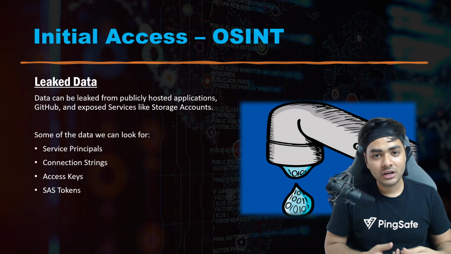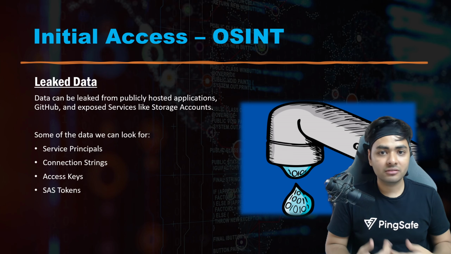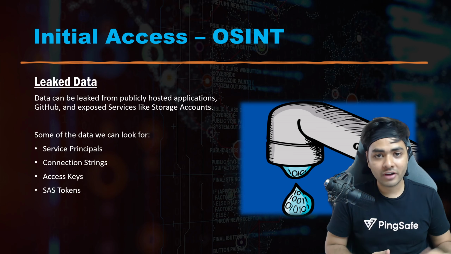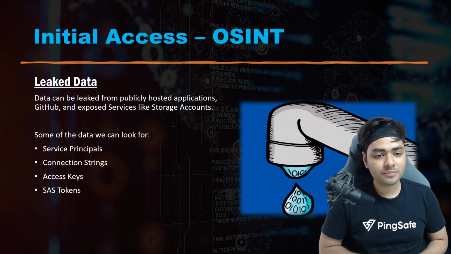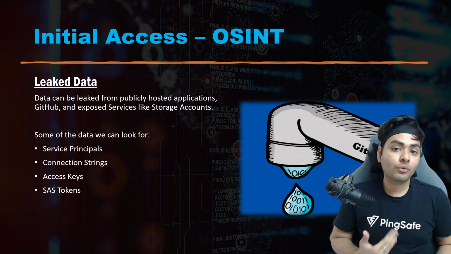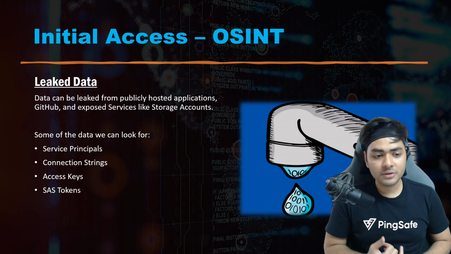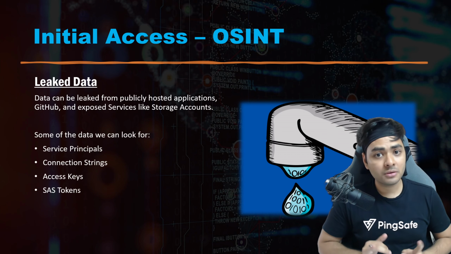If the storage account containers are not private, and if they are public, anyone can view all the files, list the files, download them, and do all those things. So some of the data we can look for: first is the service principal. The service principal basically contains a client ID and the client secret, which is the important one.